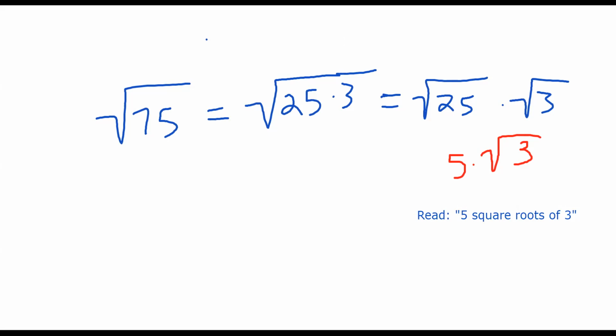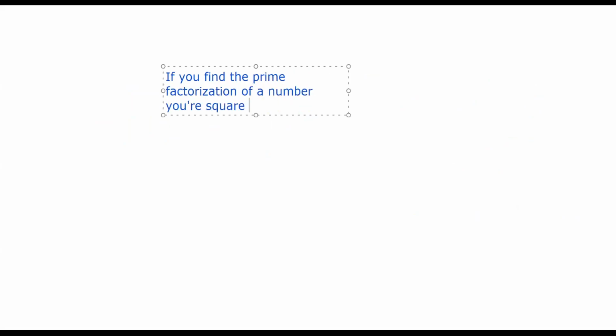And that's going to be a cool little thing we do. In fact, in general, we can simplify square roots in a lot more interesting way. If you find the prime factorization of a number you're square rooting, you can simplify it. You can have a much easier time simplifying it.